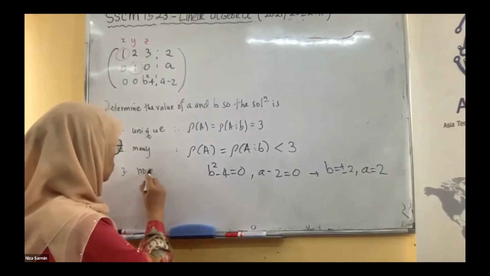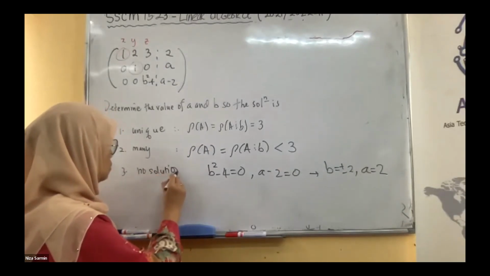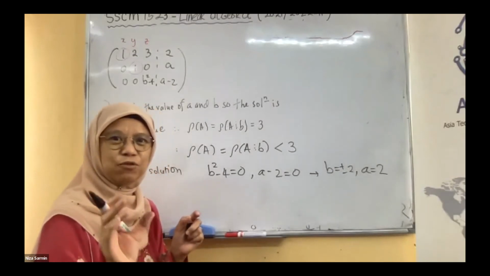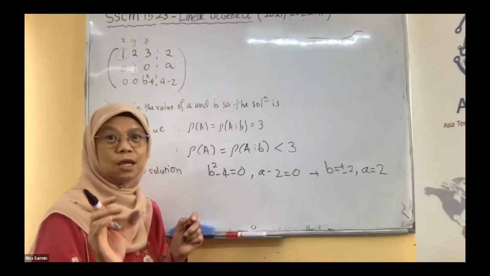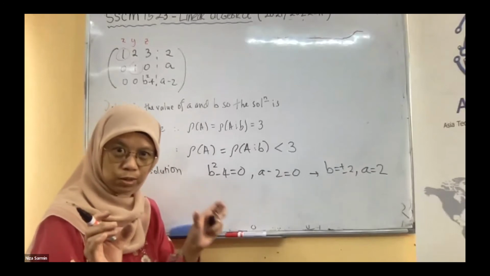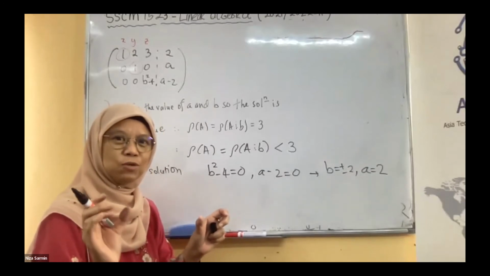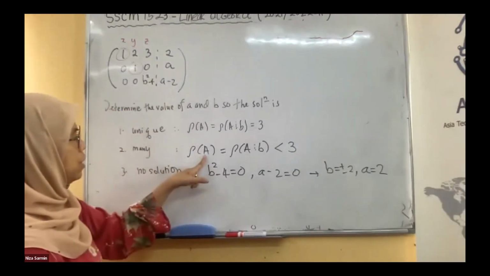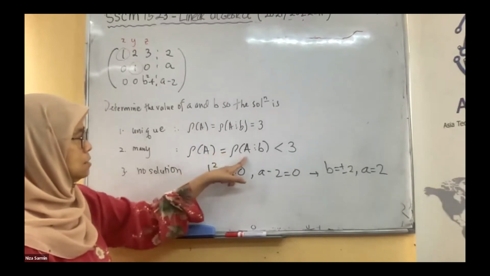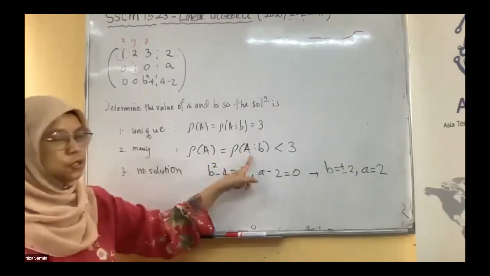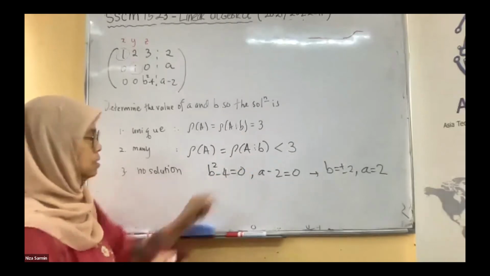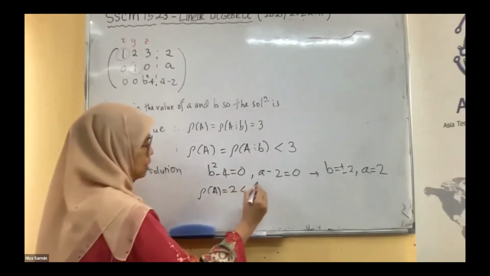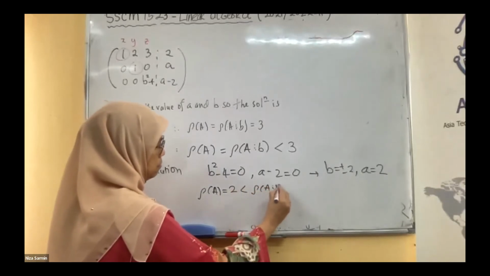Okay. For the no solution, we want it to be 0 and not 0, right? It doesn't have to be a number at the end, as long as it is not 0. So this, we want it 0, this one to be not 0. So the rank has to be 2, this rank has to be 3 actually. So the rank of A has to be 2, which is less than the rank of AB.